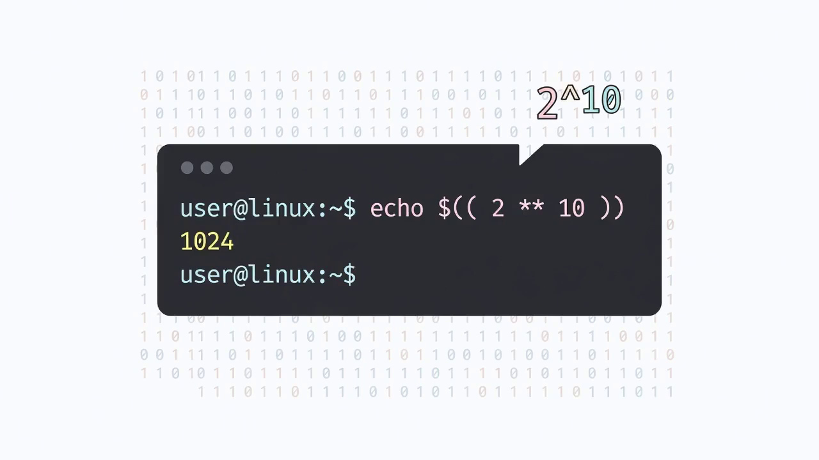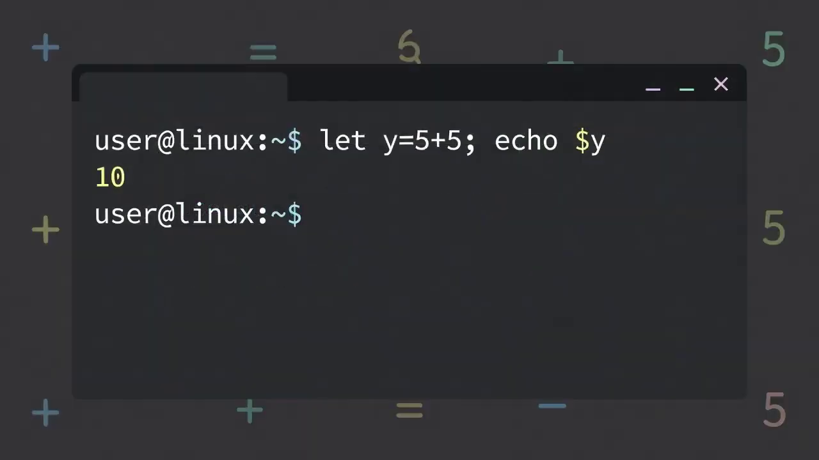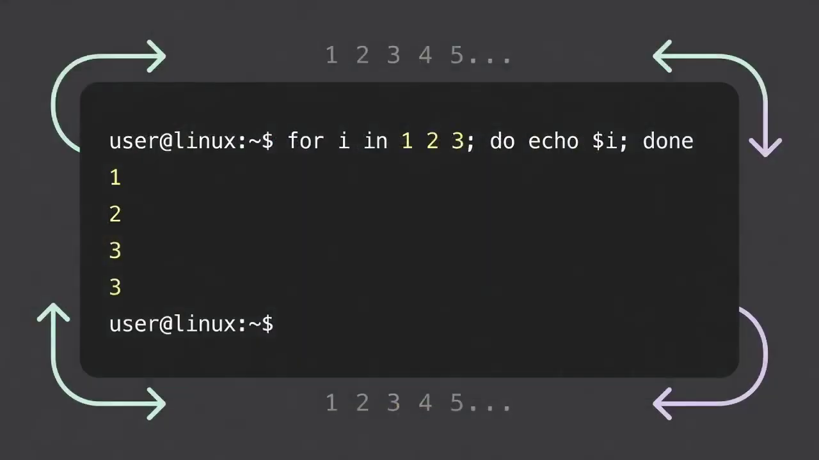Arithmetic expansion handles large integers natively. The let built-in evaluates an arithmetic expression and assigns the result directly to a variable. No $ sign needed, no echo required to confirm. We compute 5 plus 5 and store it in y, then print it to verify the value is 10. For loops let you iterate over a list of values and run a command for each one. Here we loop through 1, 2, and 3, printing each value on its own line. The variable i takes each item in turn, and the done block executes once per iteration.